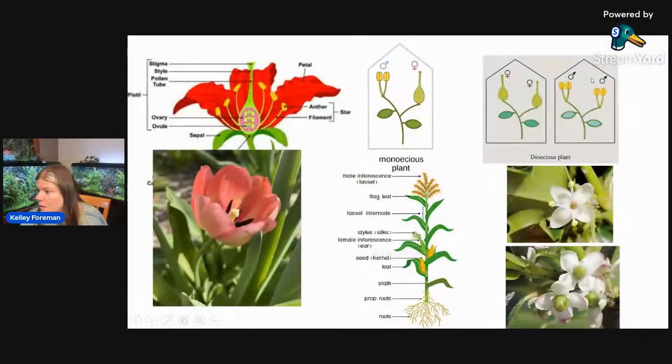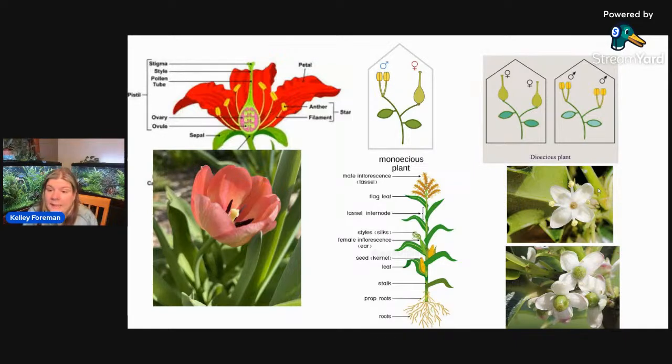They're really pretty. So you can also have dioecious plants. This is where you have separate female plants and separate male plants. And an example of that would be holly. So you can get this one on top is a male holly plant. And on the bottom is a female holly plant. Another example of that would be ginkgos.